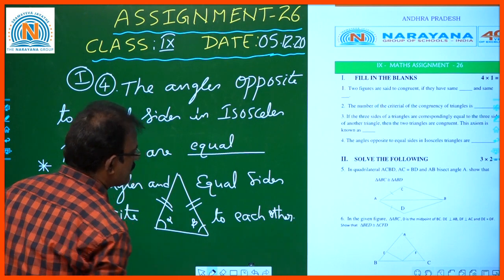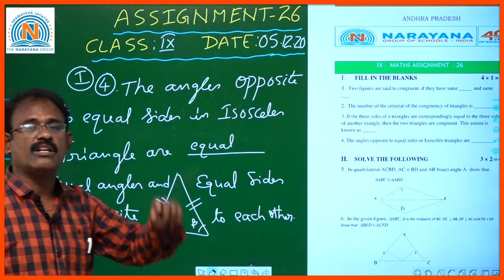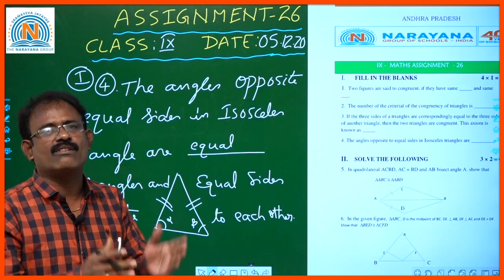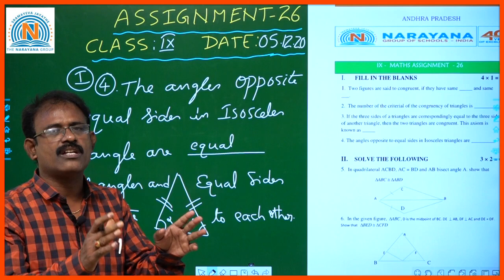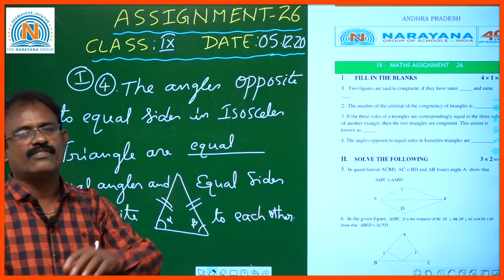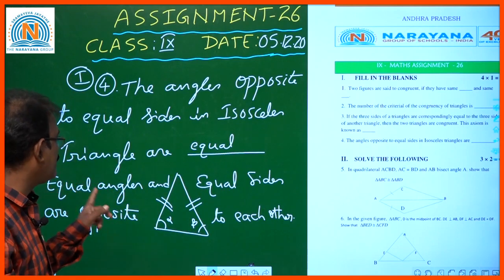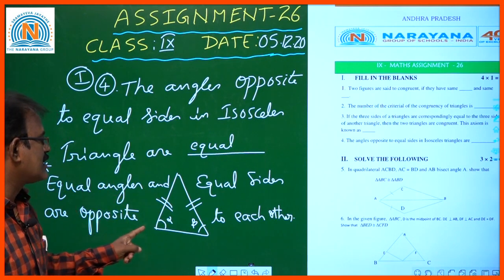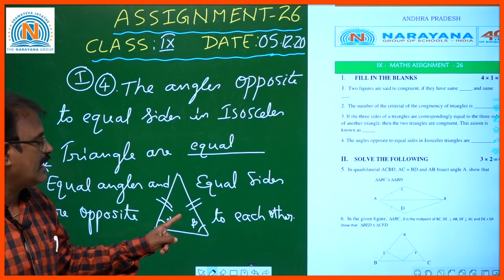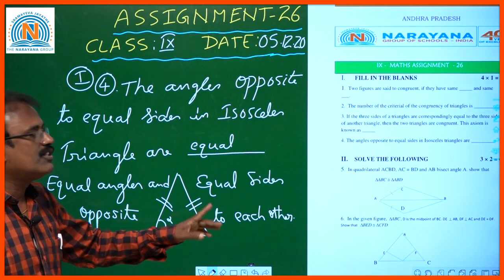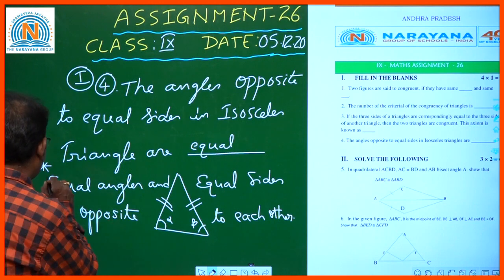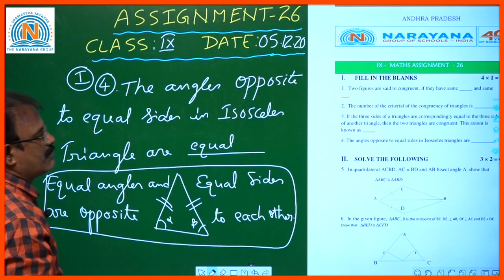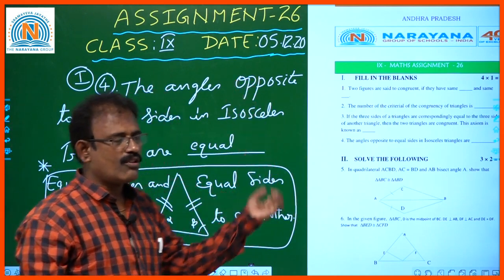Children, this property is not only for isosceles triangles. Wherever it happens, equal angles and equal sides are always opposite to each other in any kind of triangle. Of course, if equal angles and equal sides happen in a single triangle, then we can say that both are opposite to each other. This is one of the corollaries we can prepare from the above statement. Okay, this is for the fourth one, children.